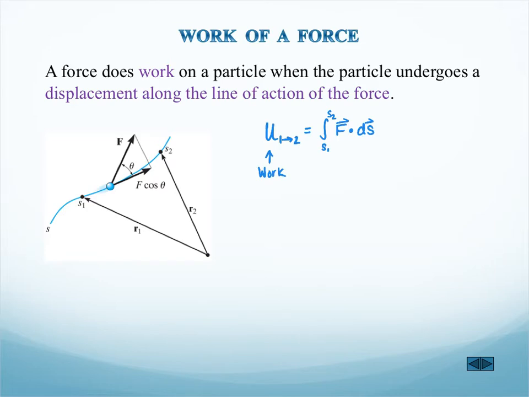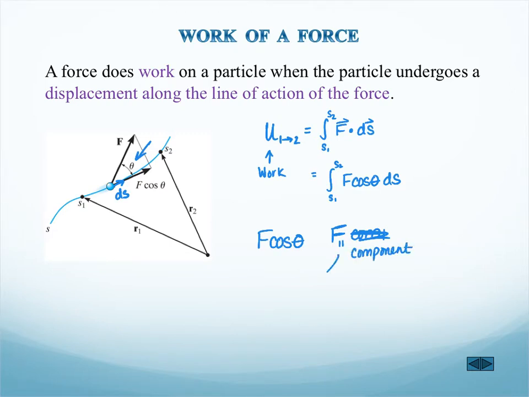Because this is a dot product, we could also write this as F cosine theta times ds. You can see that theta is the angle between the force and the displacement, which would of course be parallel or tangent to the path that we see there. Also notice that if we think about it this way, F cosine theta is what we might think of as the parallel component of the force.